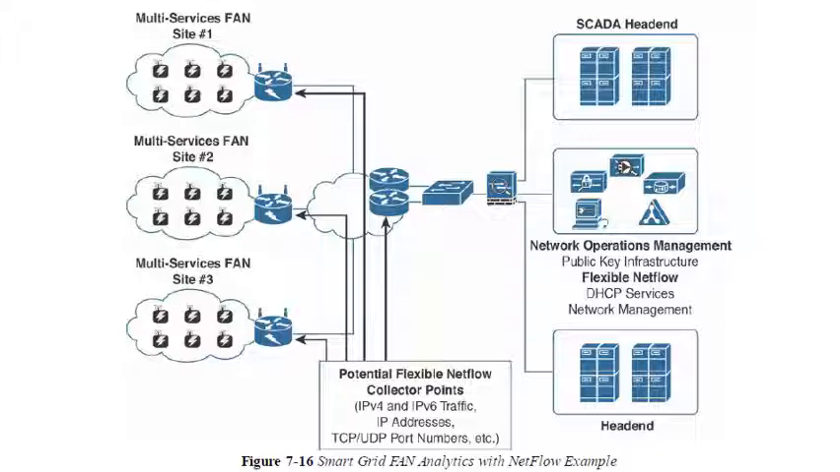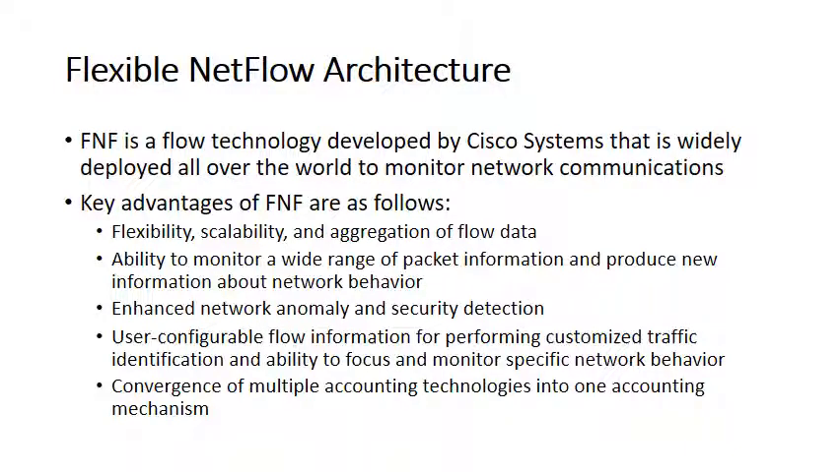So everything will happen in between the intelligent routers or intelligent gateways. Along with that we have some firewall here. The firewall filters the unwanted data and removes it from the system. And Flexible NetFlow architecture is one of the famous architectures developed by Cisco, widely used all over the world to monitor network applications.